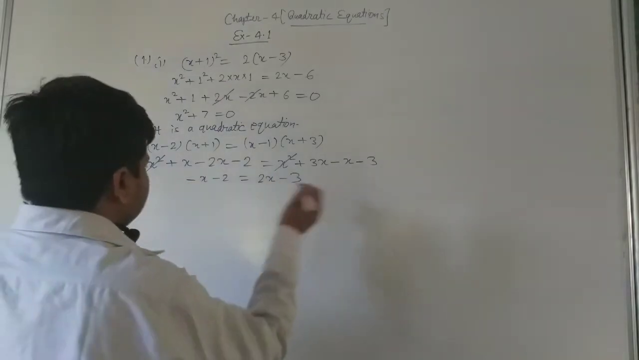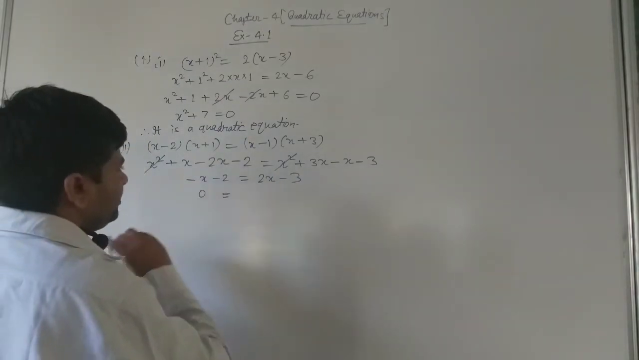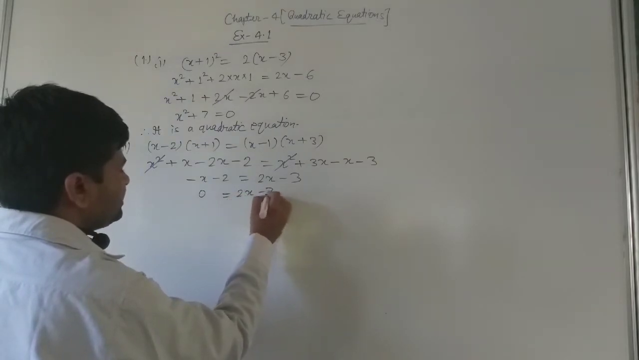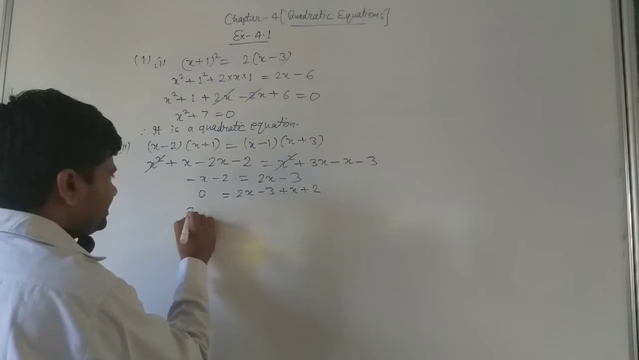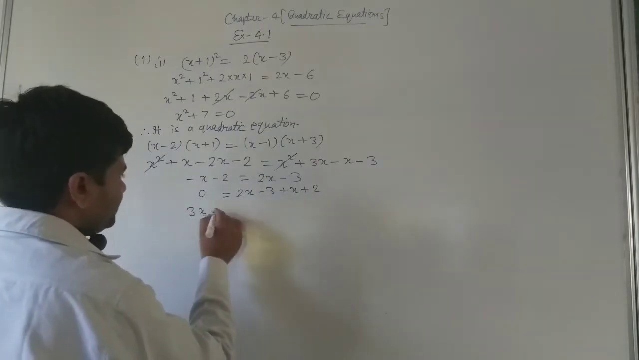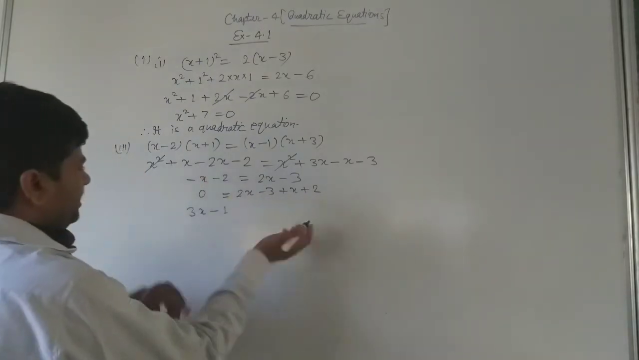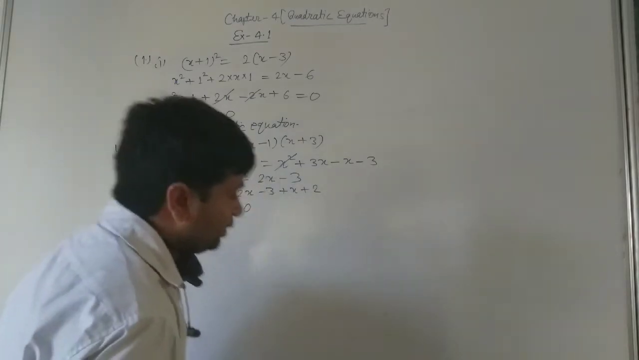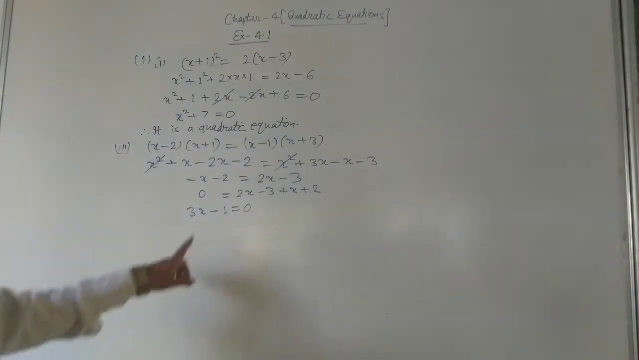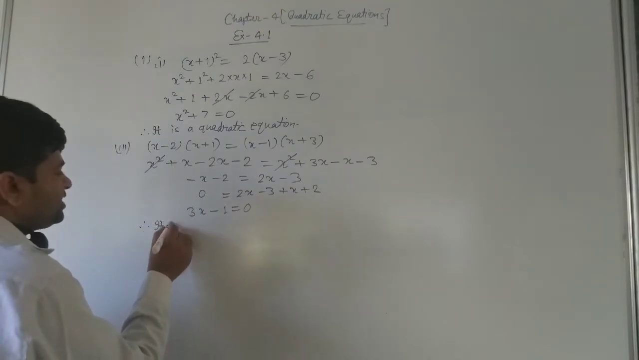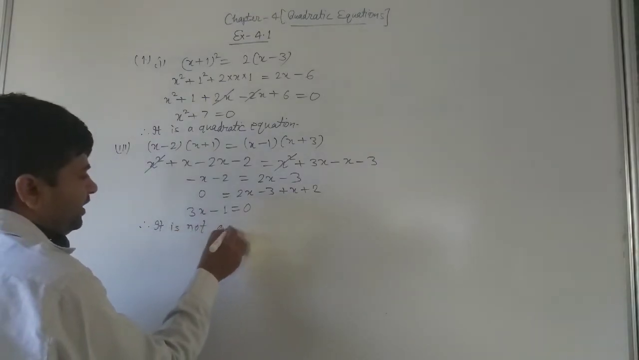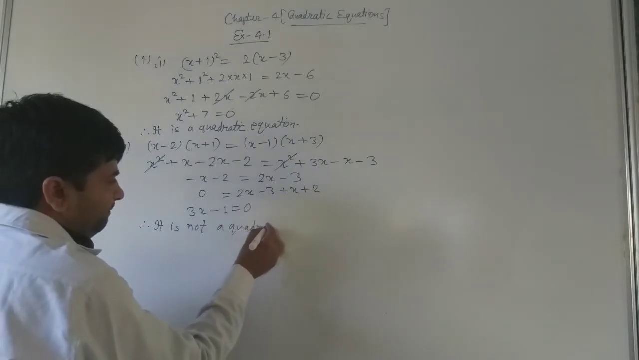Now transfer these terms to one side. So 0 equals 2x minus 3 plus x plus 2. Now we get 2x plus x, that is 3x, minus 3 plus 2, so it is minus 1, equals 0. Left side and right side are both equal, so we put 0 here. Now it is not quadratic because the degree is 1. Therefore it is not a quadratic equation. Clear?